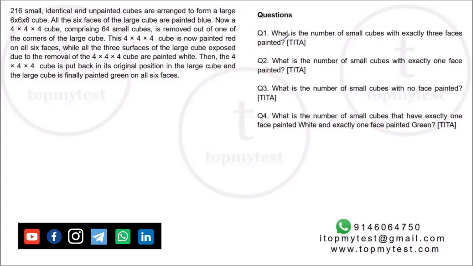Right? And once you have done that, the questions are: what is the number of small cubes with exactly 3 faces painted? What is the number of small cubes with exactly 1 face painted? What is the number of small cubes with no face painted? And what is the number of small cubes which have exactly 1 face painted white and exactly 1 face painted green? Okay, so let's understand the process.